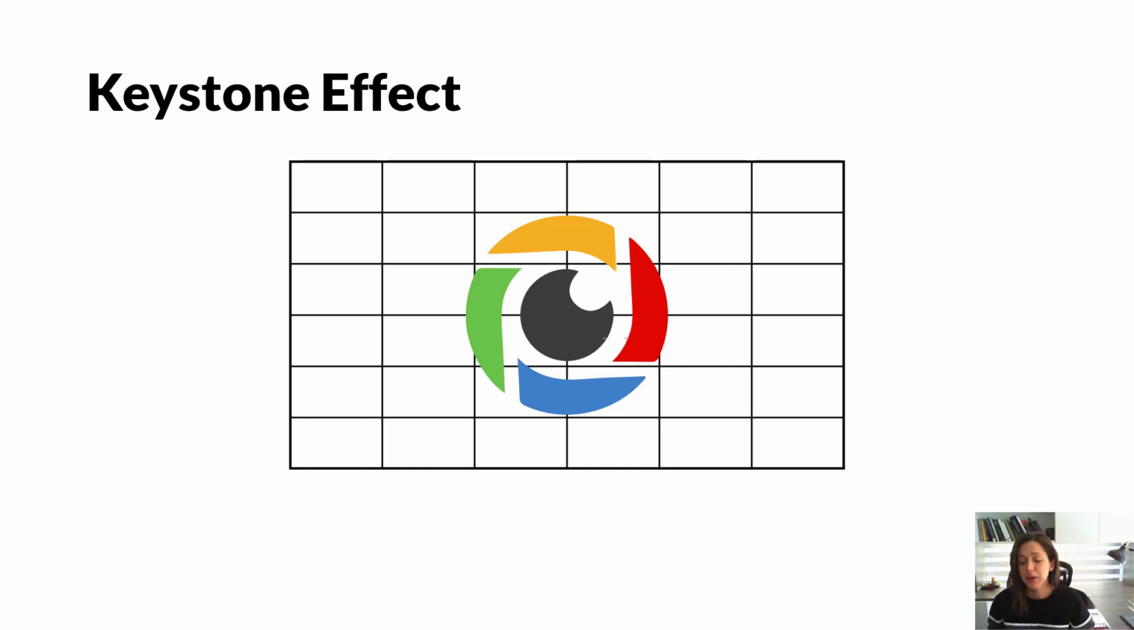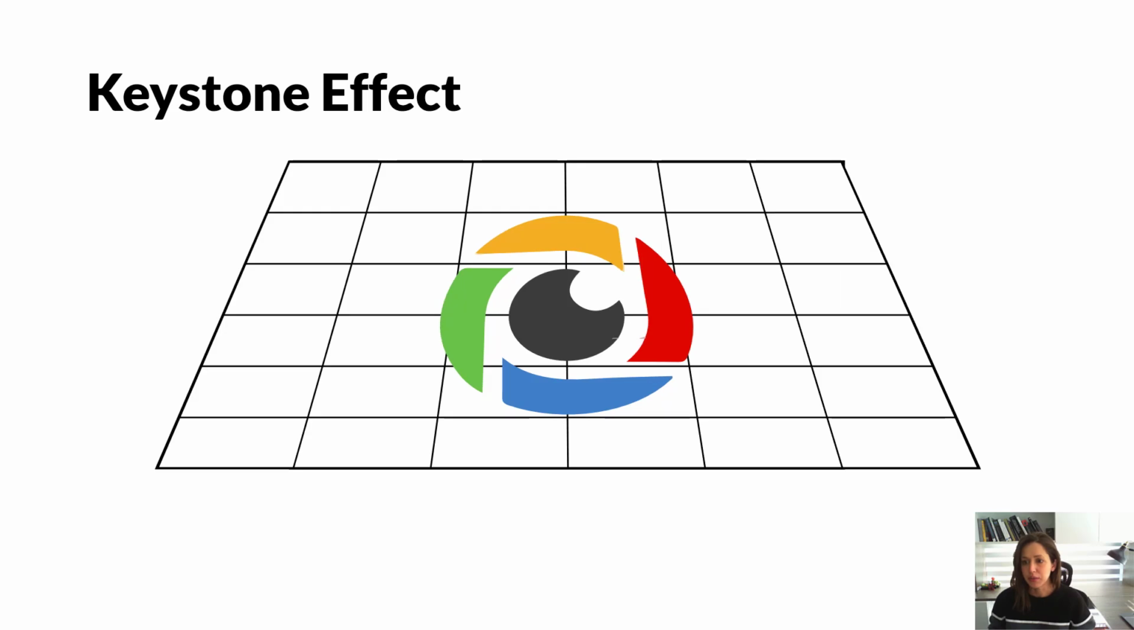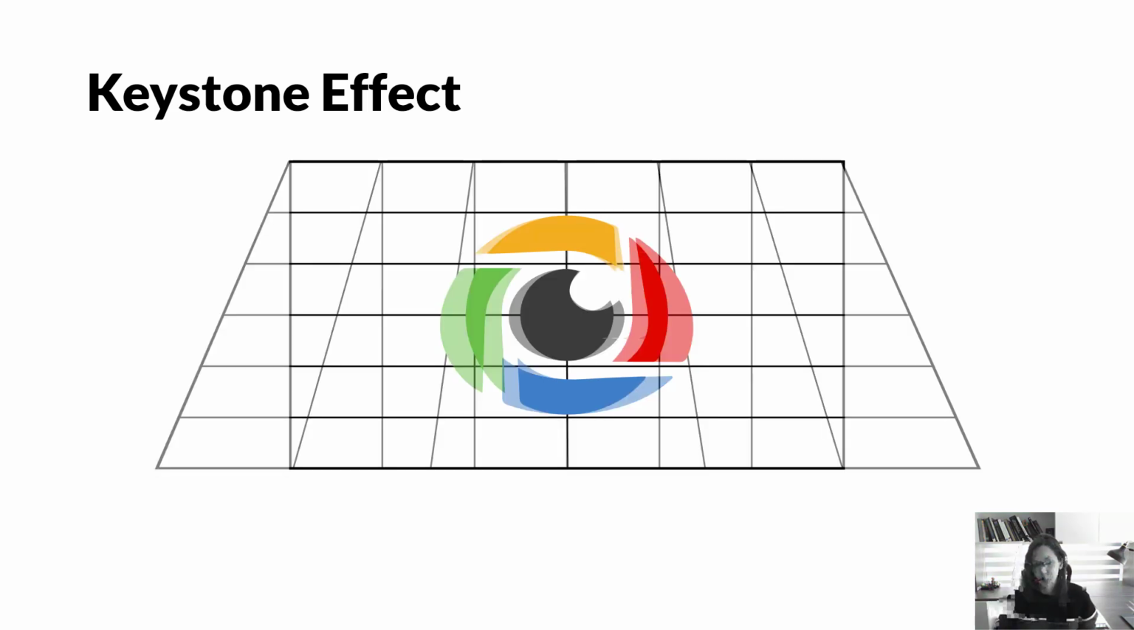First, let's describe keystone effects and why they should be avoided. Well, if you were to simply tilt the projector forward, you would notice that the image would no longer be rectangular, but it would become an isosceles trapezoid. This is what's called the keystone effect, as this shape is reminiscent of an architectural keystone. The goal of a keystone correction is to rectify the image to return it to its original rectangular shape.